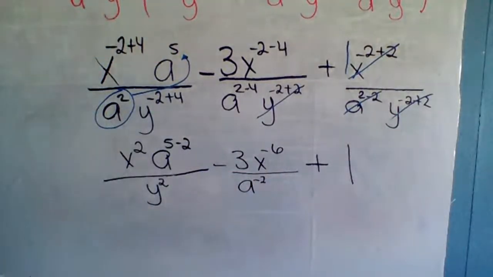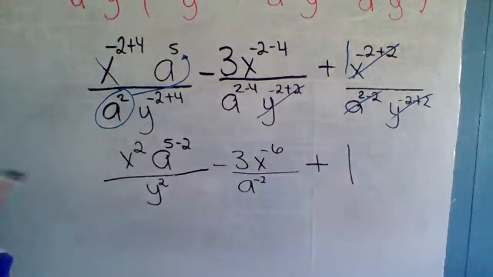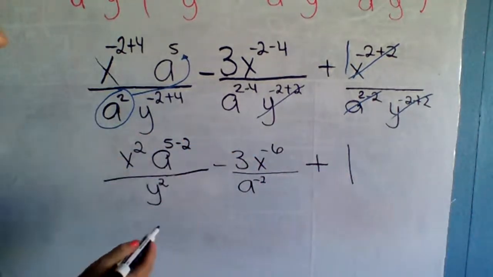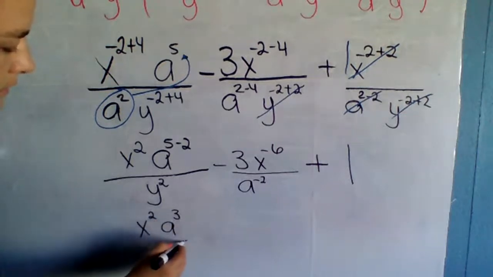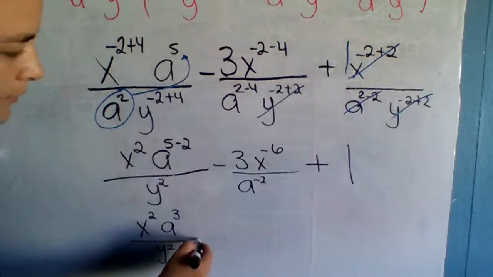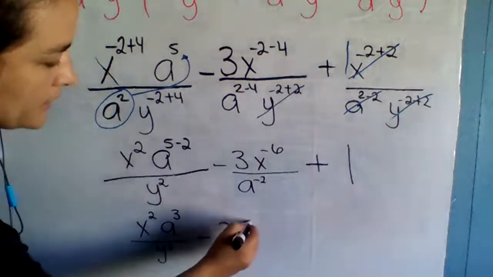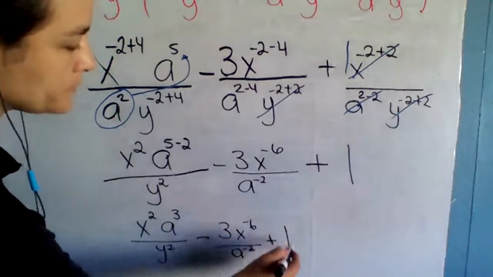It's very, very important. You have to leave it there. It's part of our answer. Our answer is going to have 3 terms: 1, 2, 3. So you need to make sure you leave it there. So my final answer will be x^2 a^3 over y^2. Can you see? Yes. Minus 3, x negative 6, a negative 2 plus 1.